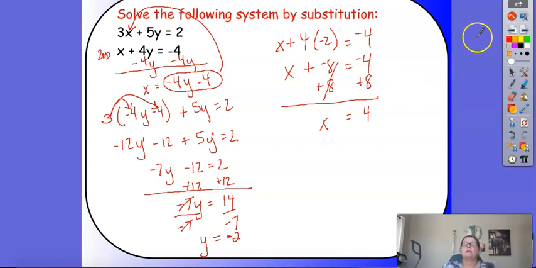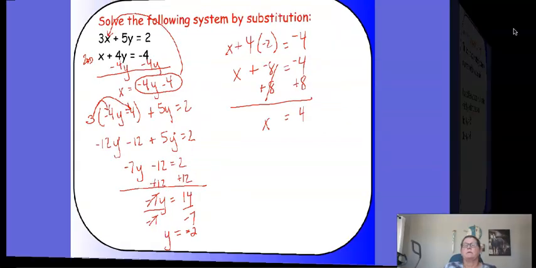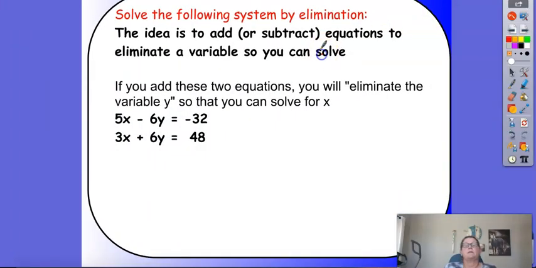But we usually use elimination in Algebra 2. And I'm going to show you elimination. The idea of an elimination is we're going to add or subtract the two equations to eliminate a variable so you can solve it. Because I can't solve it unless I just have one variable. So here is an example here. I have two equations, and if I draw a line here and I just add them together.